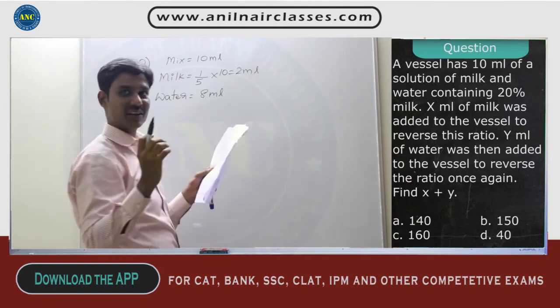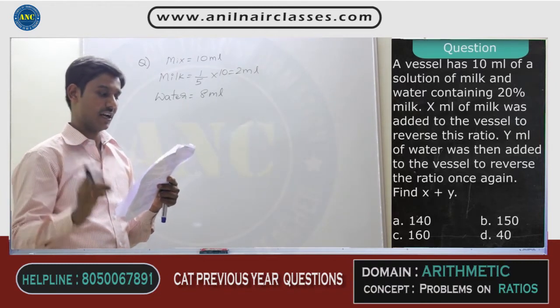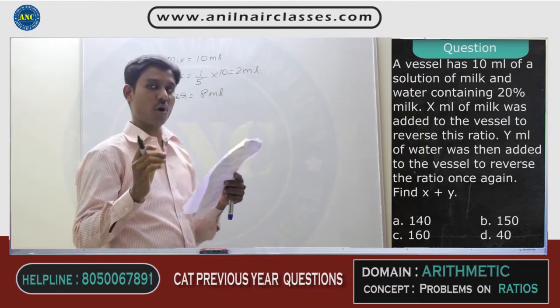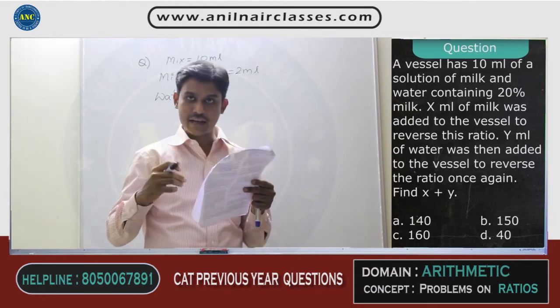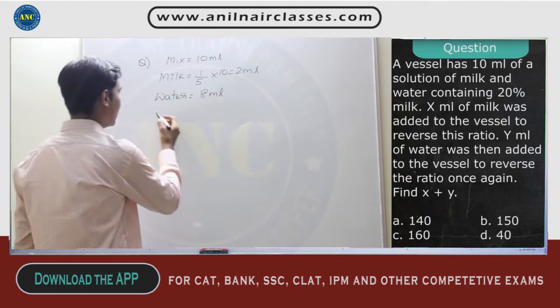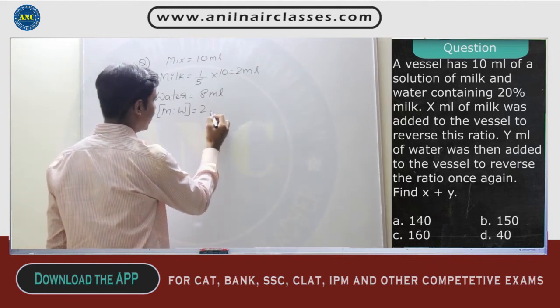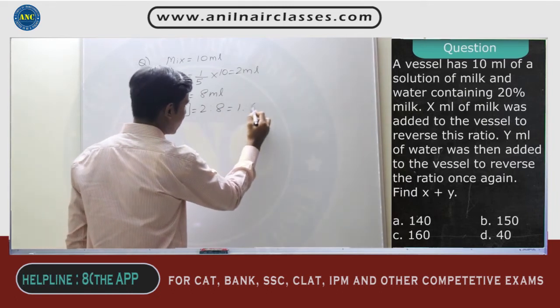This is what the first statement says. Now please read the next statement. X ml of milk was added to the vessel. I am adding X ml of milk into the vessel to reverse this ratio. Now first of all, what is the initial ratio of milk and water? Initial ratio of milk and water is 2:8, which is nothing but 1:4.